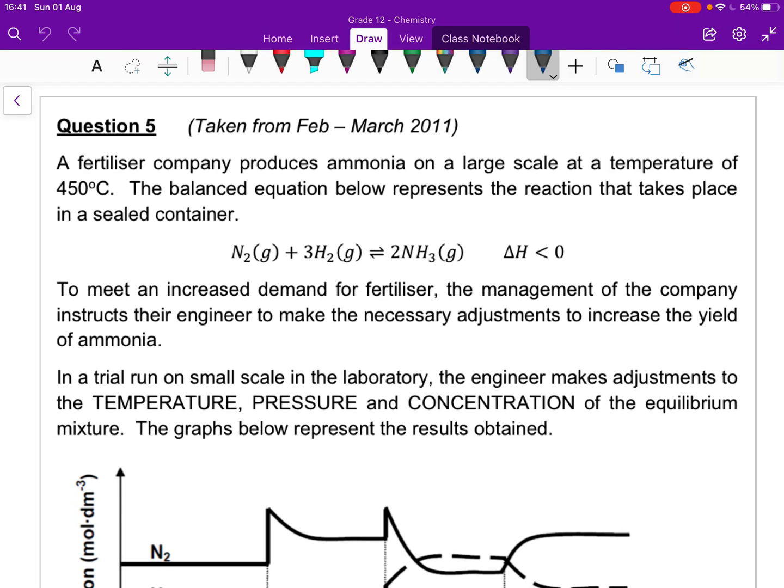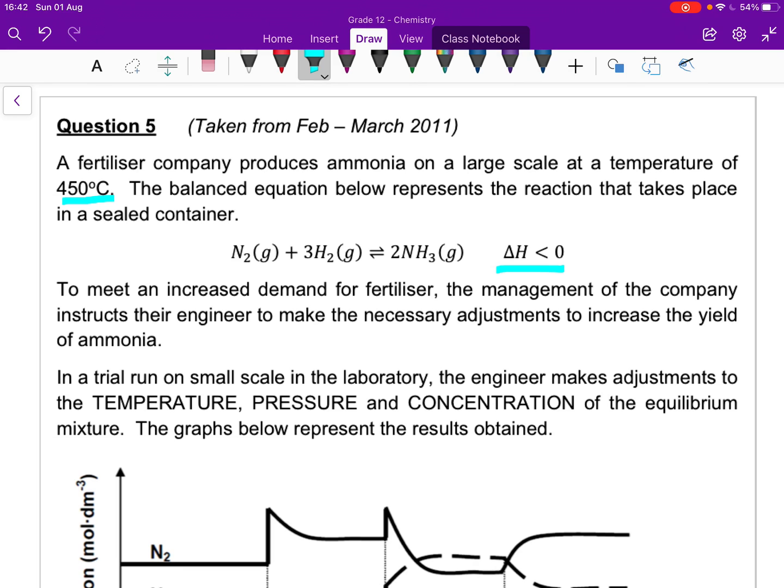So we're going to look at this question, which is taken from the February-March DBE national exam, 2011. They tell you a fertilizer company produces ammonia on a large scale at a temperature of 450 degrees. So we have a temperature. The balanced equation below represents the reaction that takes place in a sealed container, and of course they tell us that delta H is less than 0, so the forward reaction is exothermic.